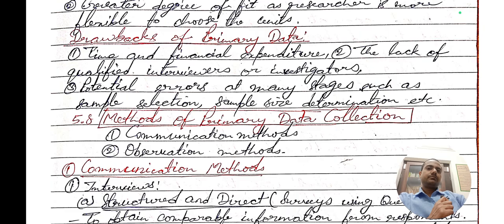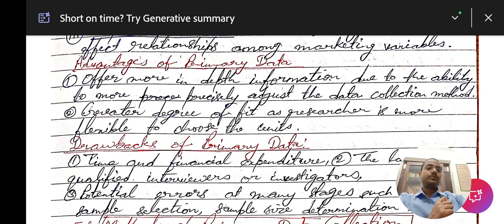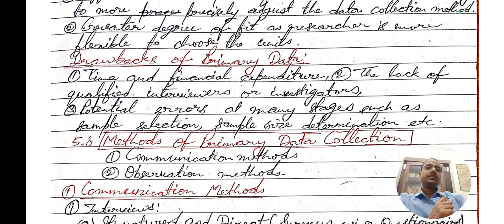Just as there are advantages, there are also drawbacks of primary data. First is the time and financial expenditure: primary data collection requires a huge amount of time and financial investment. Second, the lack of qualified interviewers or investigators. Third, potential errors at many stages such as sample selection and sample size determination. So these are the drawbacks of primary data.